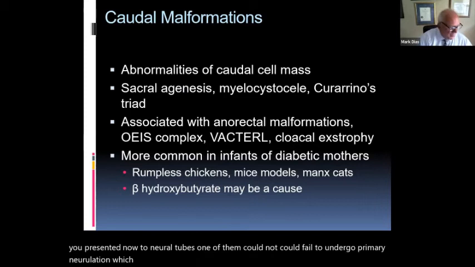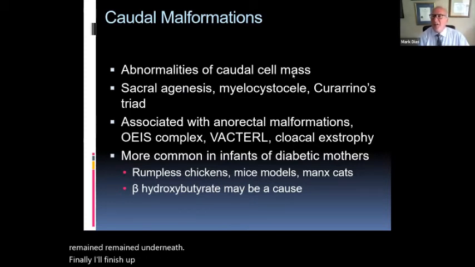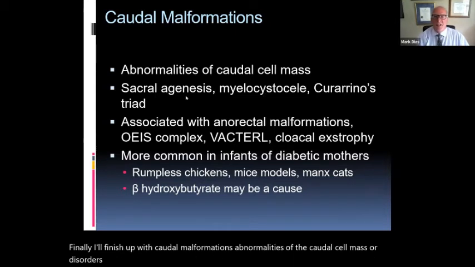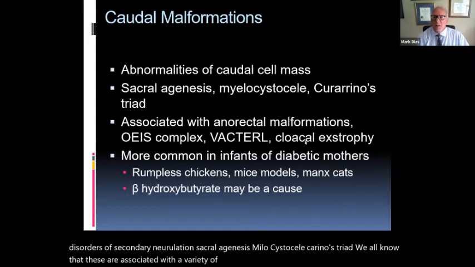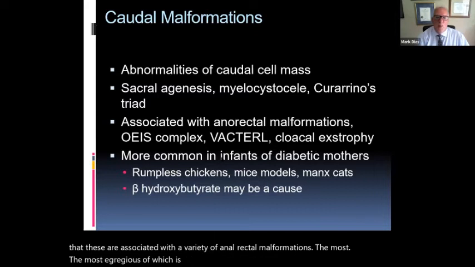Finally, I'll finish up with caudal malformations, abnormalities of the caudal cell mass or disorders of secondary neurulation, sacral agenesis, myelocystocele, Currarino's triad. We all know that these are associated with a variety of anorectal malformations, the most egregious of which is cloacal exstrophy, and they're more common in infants of diabetic mothers.